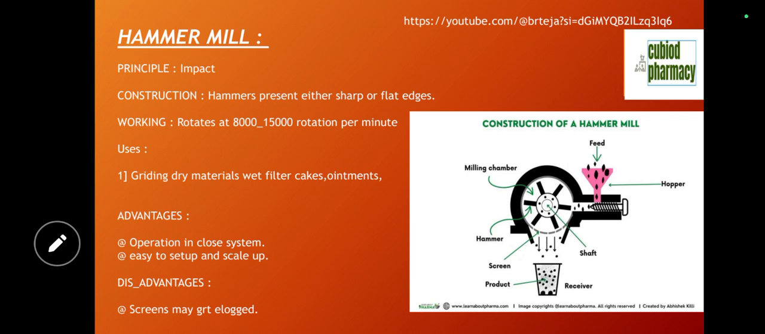Working of this equipment: it rotates at 8,000 to 15,000 rotations per minute. That is how fast it can rotate in one minute in the hammer mill.